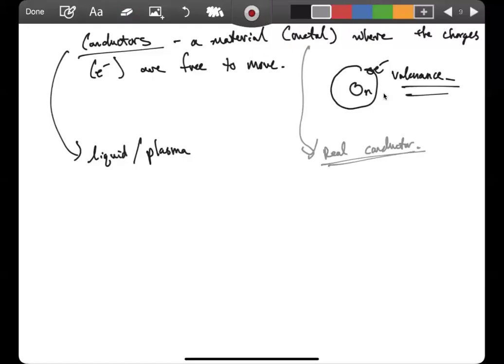Anyways, let's talk about what Gauss's law and Coulomb's law tell us about ideal conductors. So let's learn about ideal conductors from, again, Coulomb's and Gauss's laws.